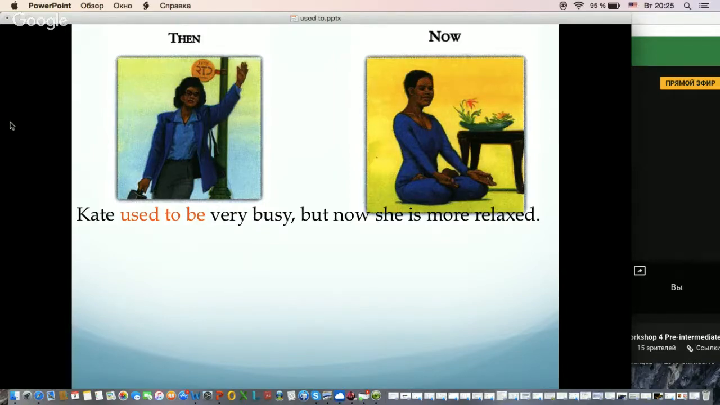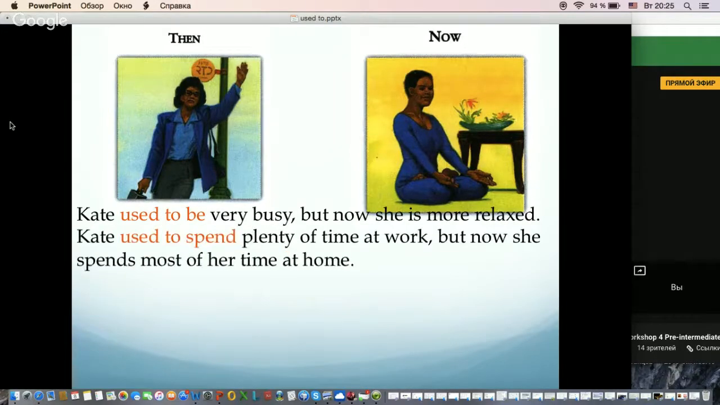Or Kate used to spend plenty of time at work, but now she spends most of her time at home.